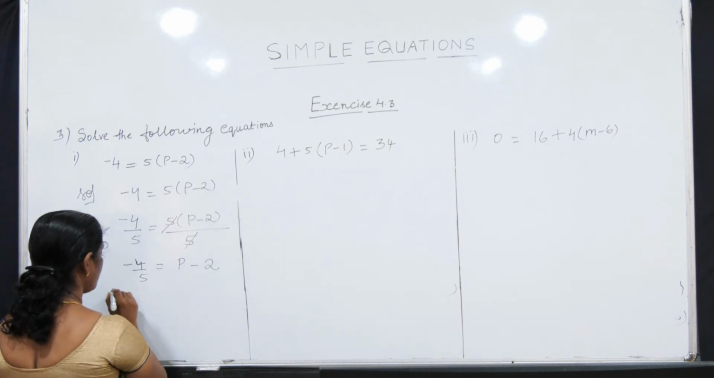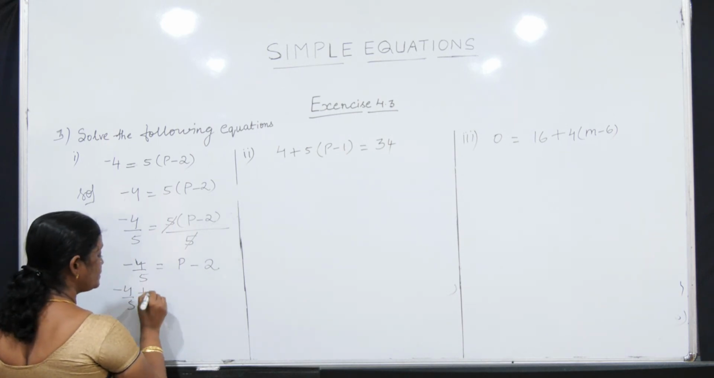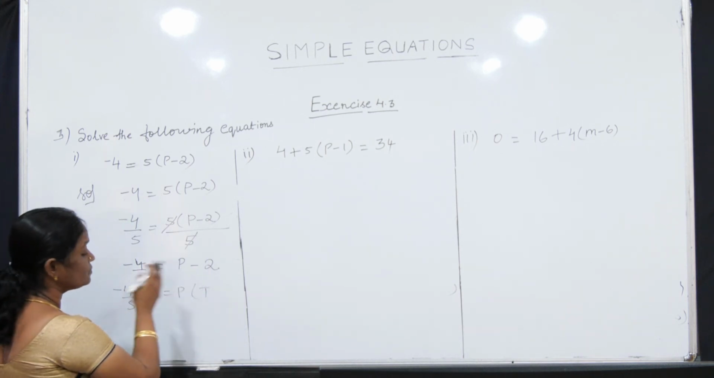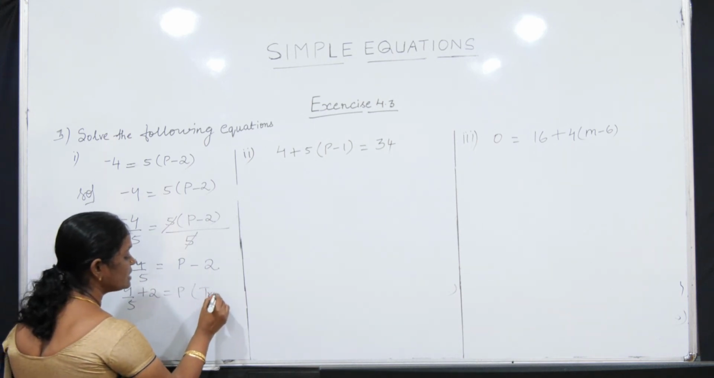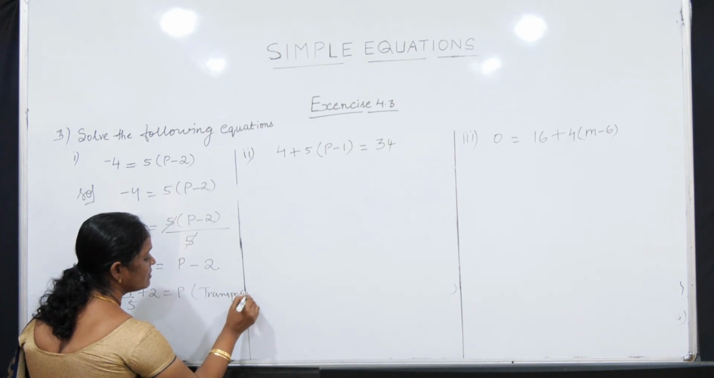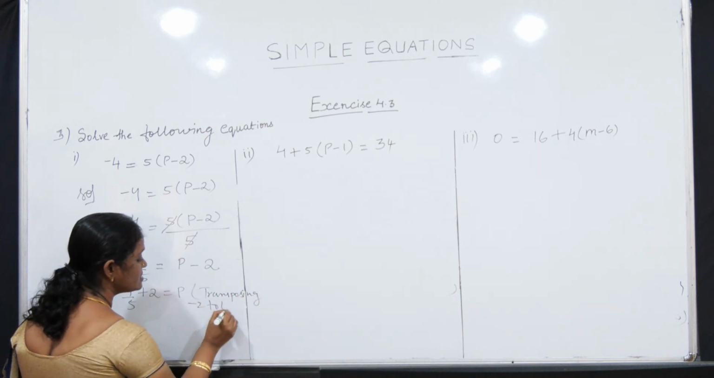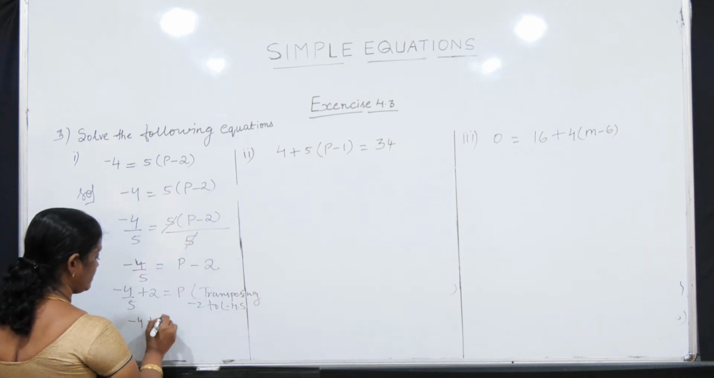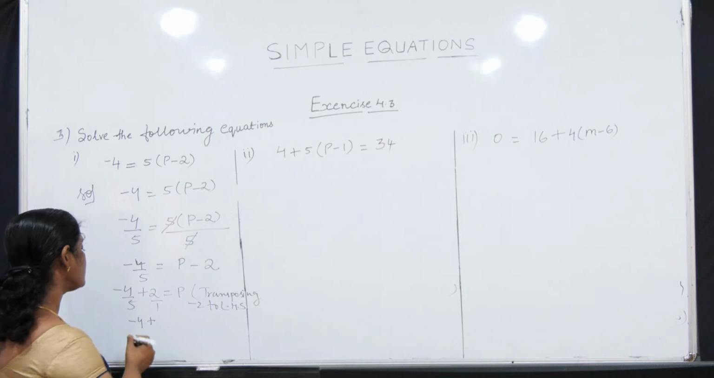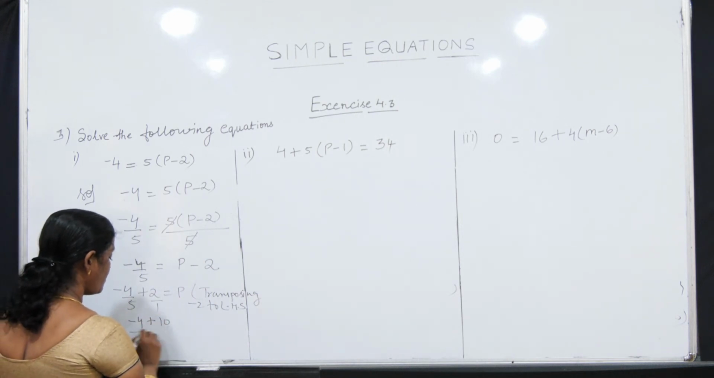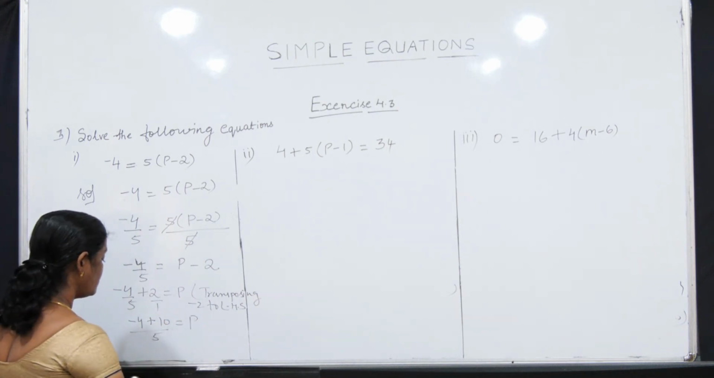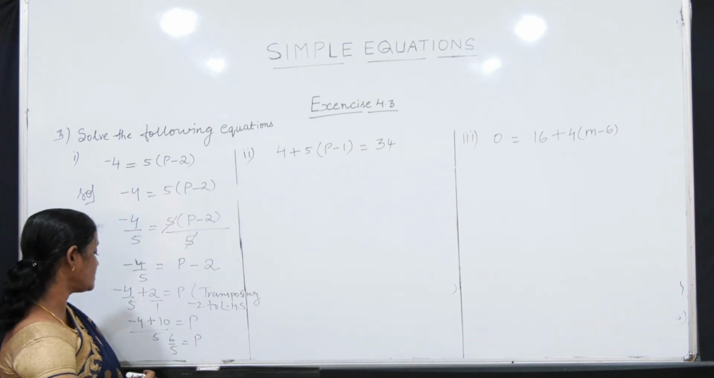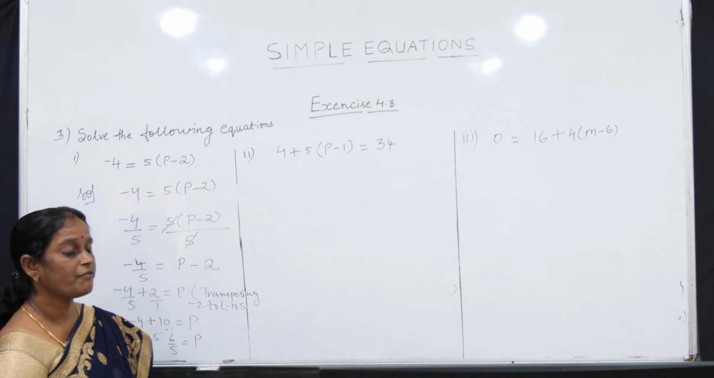Now -4 by 5 plus 2 is equal to p. Here transposing -2 to LHS. हमने RHS से -2 को LHS में ट्रांसपोज किया. Transposing -2 to LHS here. It is -4 plus, we call cross multiply here, -4 plus 5 into 2, that is 10, by 5 is equal to p, or 6 by 5 is equal to p. So the solution to the given equation is p is equal to 6 by 5.